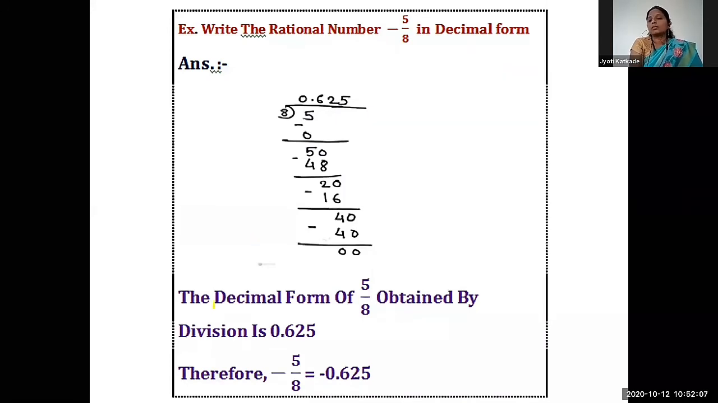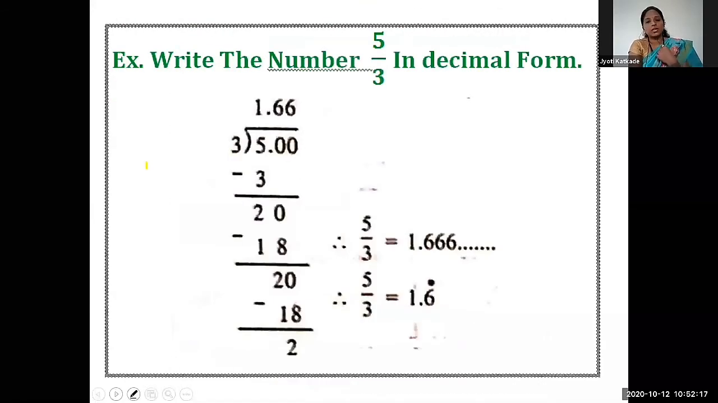All of you understand, students, this? Yes, teacher. Have any question? No. Okay. See the example. Write the number 5 upon 3 in decimal form. We have studied the terminating decimal form. Now see the different types of decimal form also. That is, divide 5 by 3.